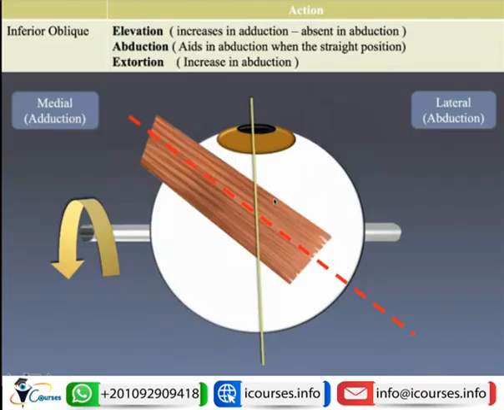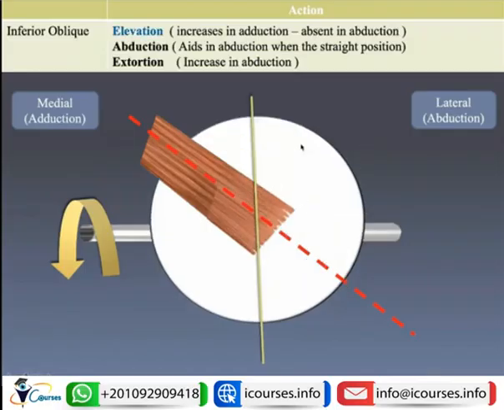Here we are looking into the eye from below. Assume that you are standing on the orbital floor and looking at the eye from there. You will see that this is the inferior oblique, originating from the maxilla and running to the posterior lateral lower quadrant of the globe. Contraction of this muscle will lead to elevation of the eye. So the inferior oblique is an elevator.